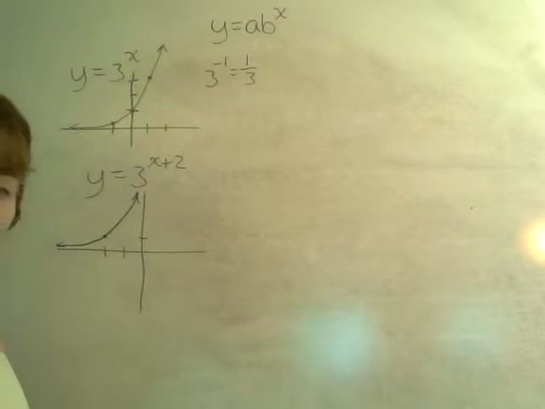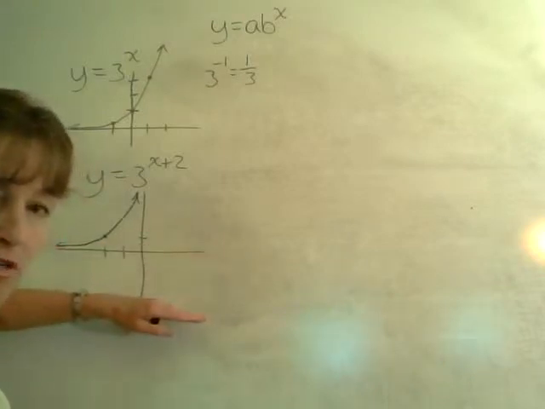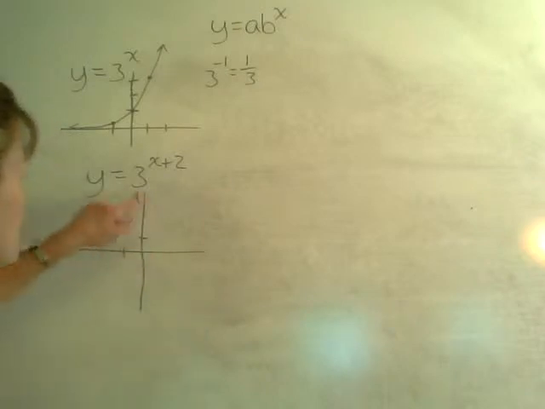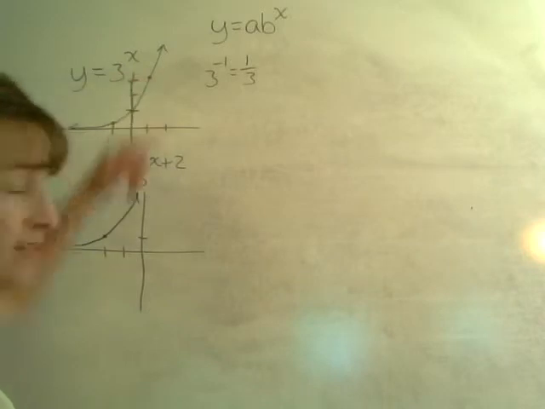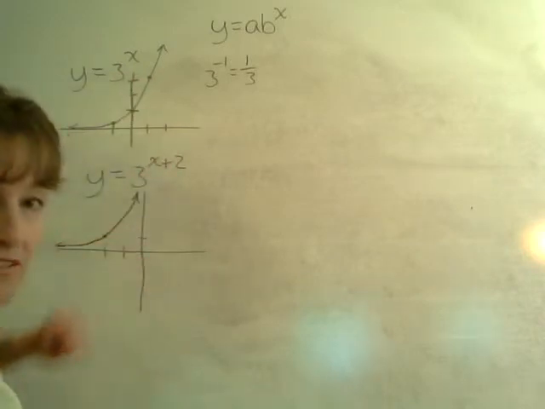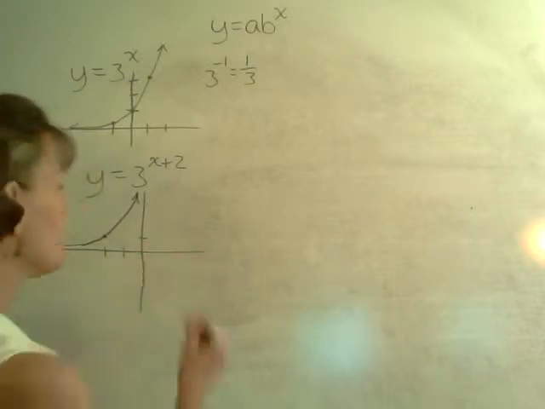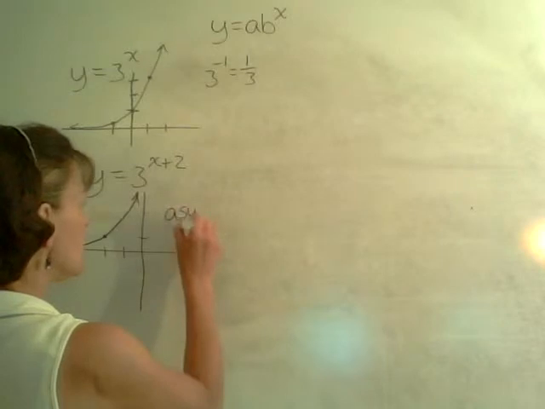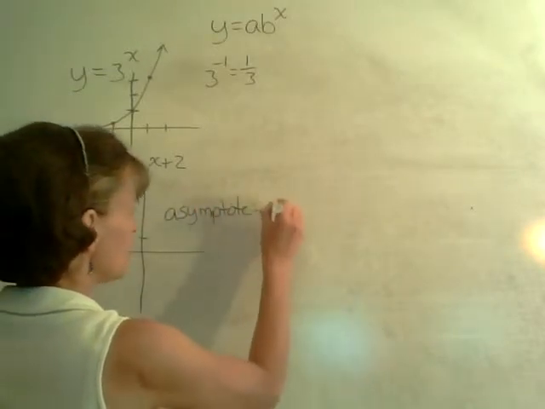All right, now you'll notice that the curve never gets negative. It never goes below the x-axis, and that's because there's no way to get a negative number by raising 3 to some power. There's no way to get a negative answer. So the curve stays above the x-axis. Therefore, we say that this line, y equals 0, is a horizontal asymptote. So your exponential functions have horizontal asymptotes.